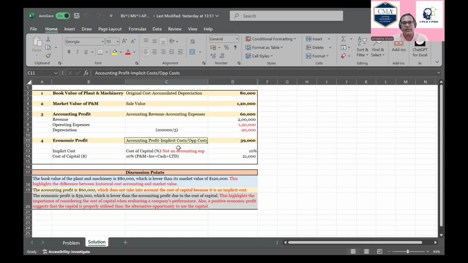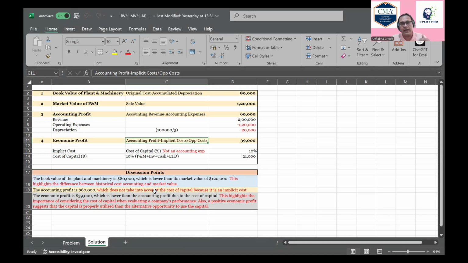As we have understood, economic profit includes the accounting profit. From that we have to deduct the implicit cost or the opportunity cost. And what is the implicit cost out here? It is basically the cost of capital. Now, be mindful that the cost of capital here is not the interest payments or the obligations, and that is why it is not a part of our accounting expenses. Here, the cost of capital is basically the opportunity cost of using the capital for some other alternative.